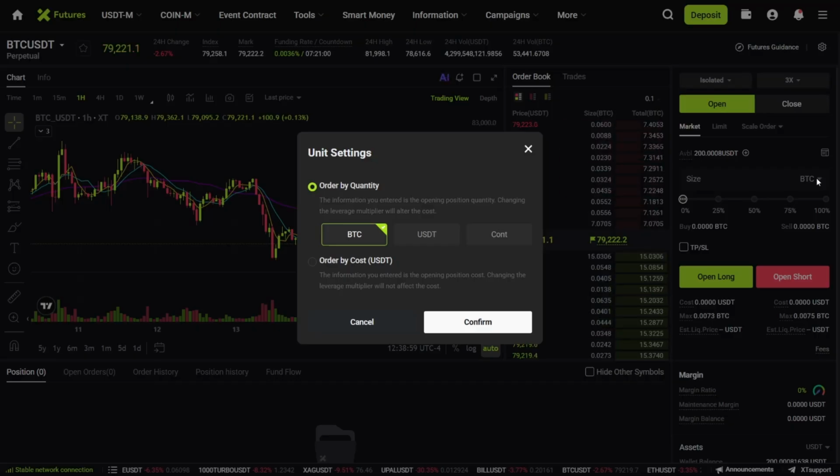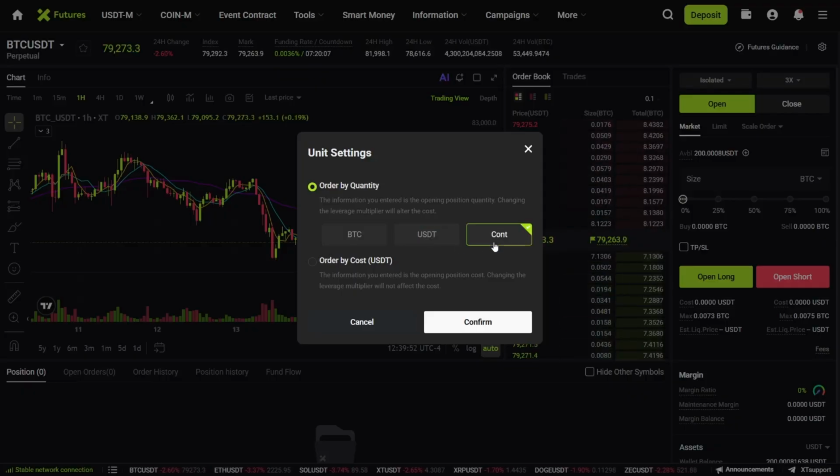On XT, you'll see 2 main options. You have order by quantity and order by cost. With order by quantity, you're choosing the size of the position itself, and this takes your leverage into account. If you choose BTC, you're entering the exact amount of Bitcoin you want your position size to be. If you choose USDT, you're entering the total position value in USDT, including leverage. So if you entered a 300 USDT position using 3x leverage, you would be using 100 USDT of your margin.